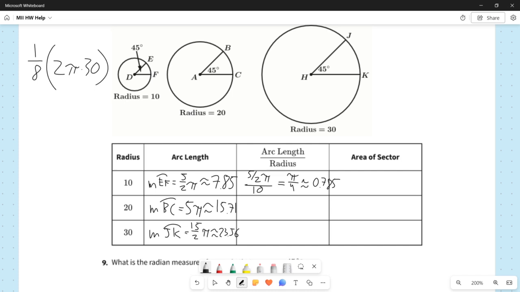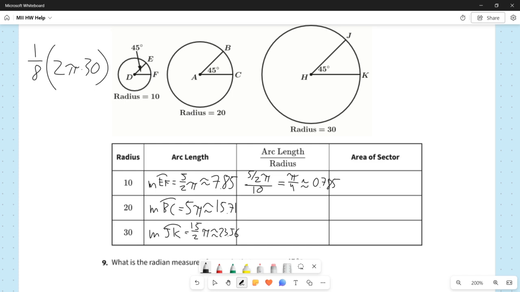Also, not coincidentally, notice that this is the same as our arc length, except we just moved the decimal place. So 7.85 became 0.785 because we divided by 10. So hopefully that sort of makes sense.